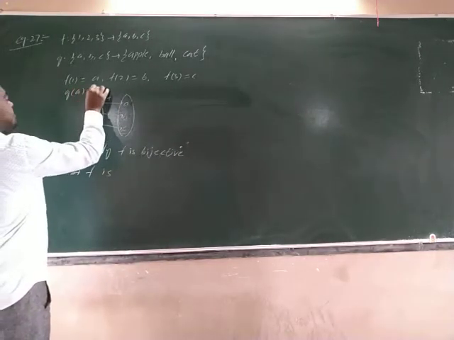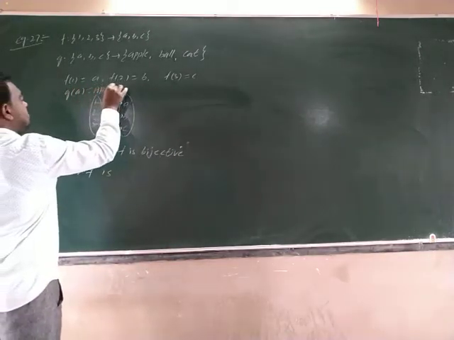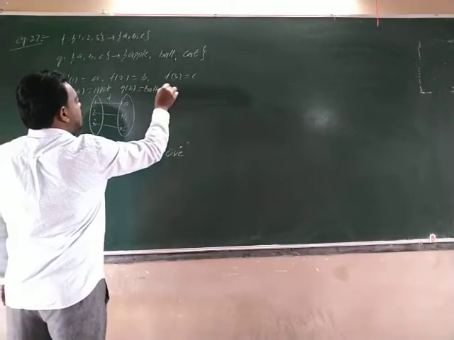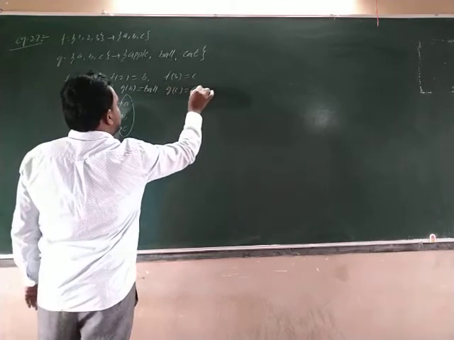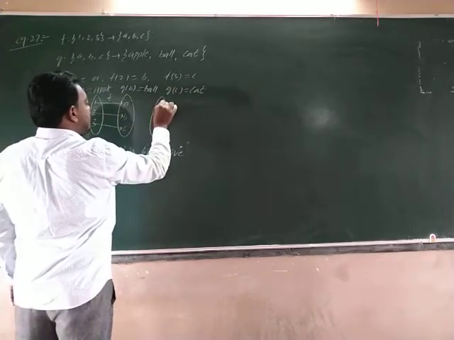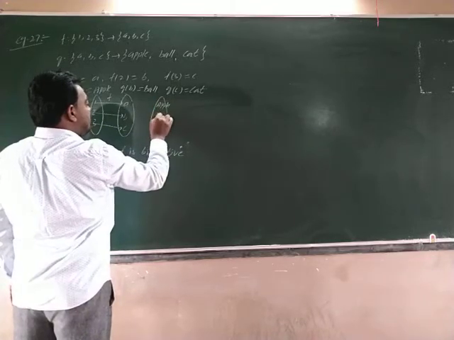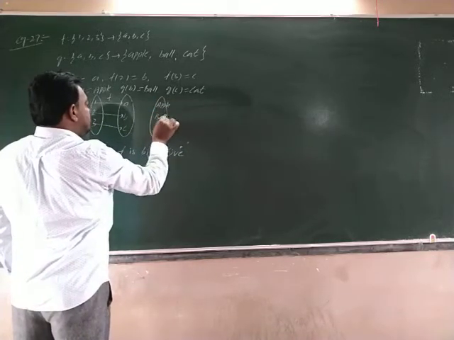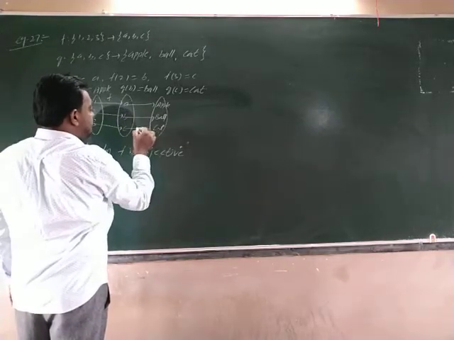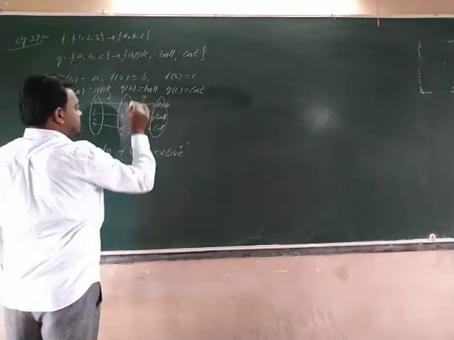And at the same time, what is given for g? g(a) equals apple, g(b) equals ball, and g(c) equals cat. Let me show it again: this is apple, ball, and cat. a is related to apple, b related to ball, c related to cat under the function g.